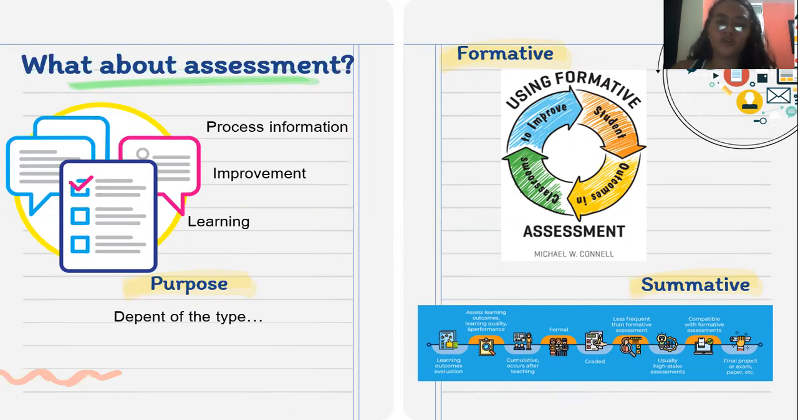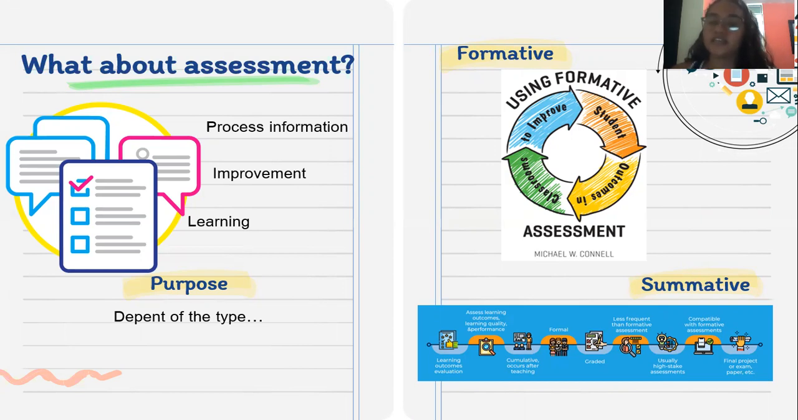What is the purpose of this assessment? This purpose depends on what we want to evaluate or improve in our students. We have right now two types: formative assessment and summative assessment. Formative assessment is through the course. We don't have a set time when we say we are going to evaluate, but we evaluate along the way, right?